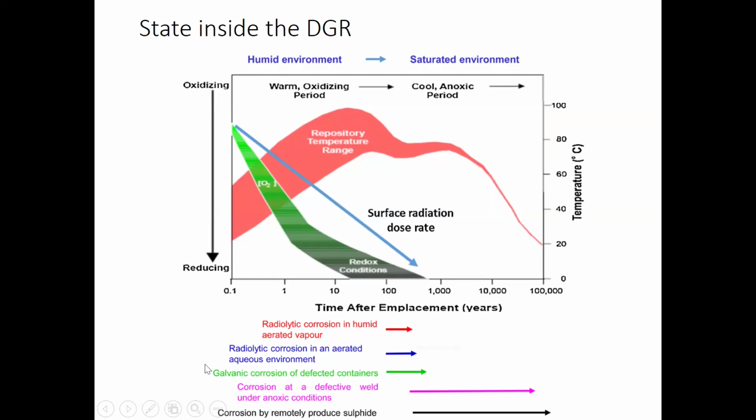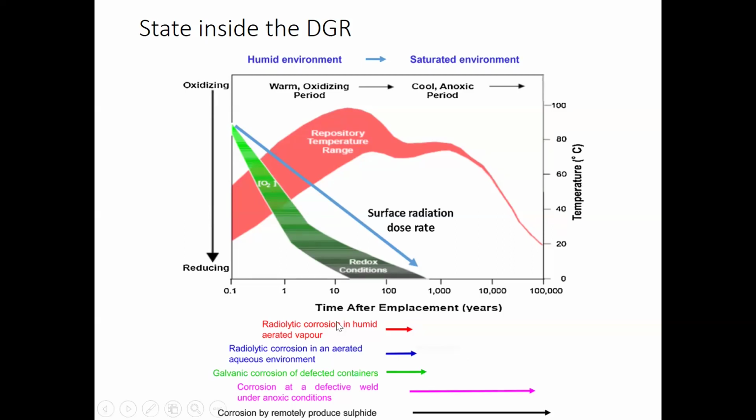We're not going to talk about this too much, but I'll show you an example, kind of a conceptual idea of what would happen if you have a defect within the sealing weld for this. And then you have corrosion by remotely produced sulfide. This is a big one. Sulfide is something that you are primarily planning for, and we'll talk quite a bit about that.